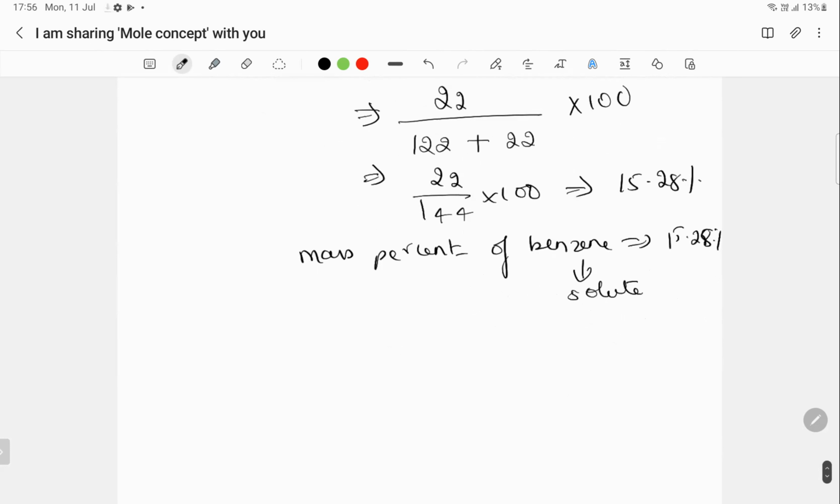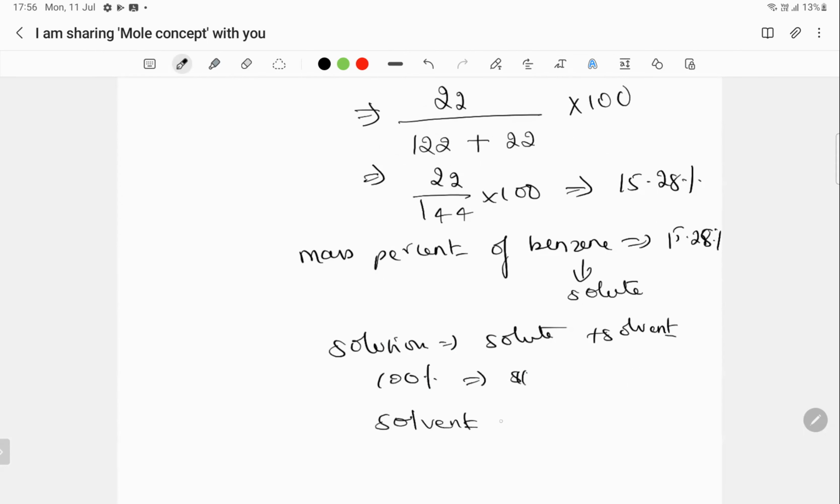So now for mass percent of solvent, we all know solution is equal to solute plus solvent. This is always 100%. So here we want solvent. So solvent is equal to 100 minus solute. So 100 minus 15.28, which is 84.72%. Clear with this one? Yes, ma'am. Okay, now shall we move to the next problem? Okay, ma'am.